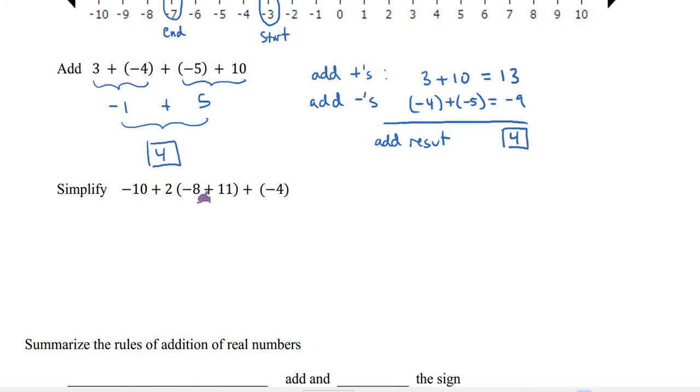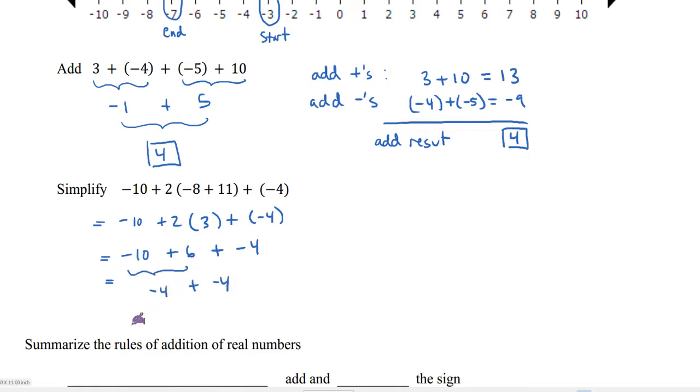So first thing that we should do is remember PEMDAS, right? So we want to do what's in parentheses first. So we have -10 plus 2, and then what's in here, -8 plus 11. This will be +3. Okay, and then we have this multiplication to do next. So we'll have 6 here. And now you could just simplify them one at a time if you want, or you could do the same thing that we did before. It doesn't really matter. This would be -4, and then finally -8.